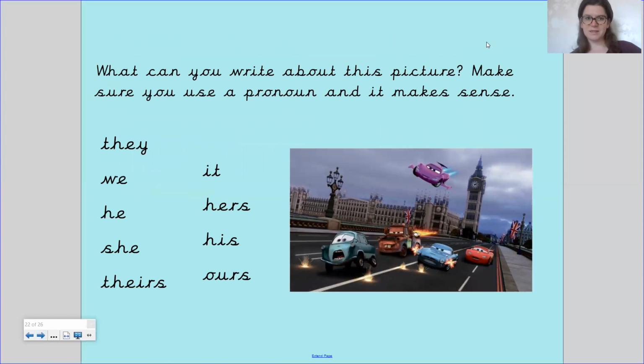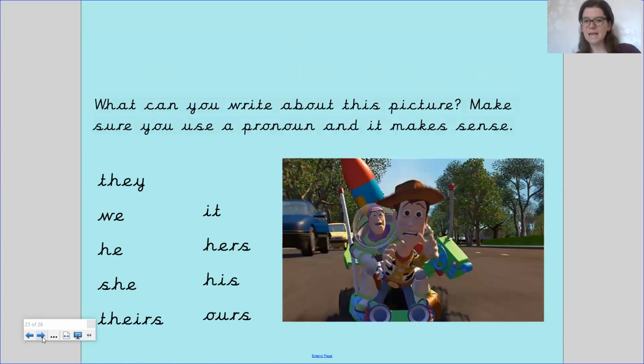And this is a new activity. So what I'd like you to do here is have a look at the picture. This is a picture from Cars, maybe Cars 1, maybe Cars 2, I'm not sure. And write some sentences about it using nouns and pronouns. Make sure your writing makes sense. So pause this video and have a go at writing about this picture. And again, same thing, this picture is from Toy Story. Pause this video and write something about this picture, but make sure you use some pronouns and nouns, okay?